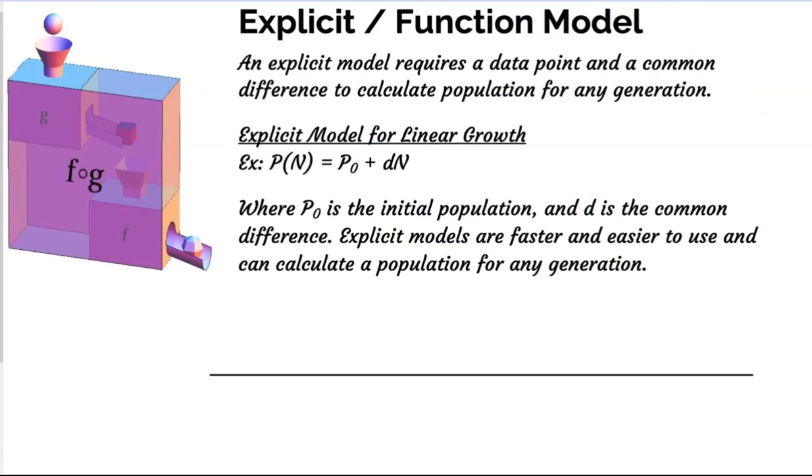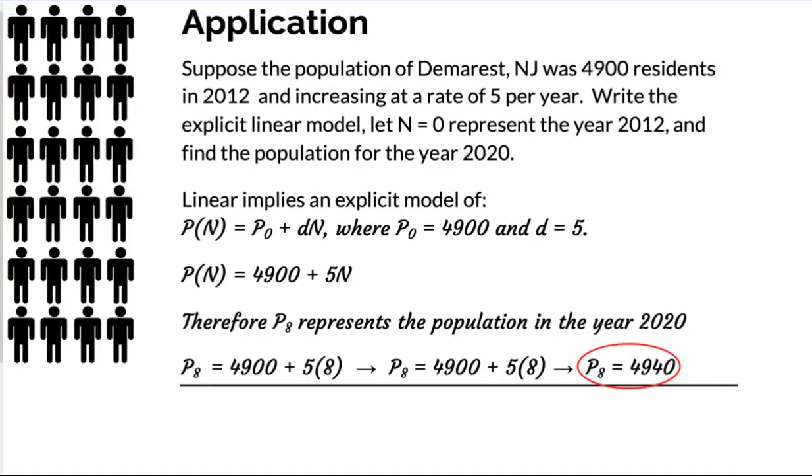Now, we can also rewrite the linear models from recursive form to explicit form, and an explicit model is also known as a function. So that means we have input values and output values. We don't have to calculate all of the in-between generations. If we can write the explicit model, it becomes faster and easier to use. So suppose we have a population of Demarest that was 4,900 residents in 2012, and it increases at a rate of 5 per year. We want to write an explicit model.